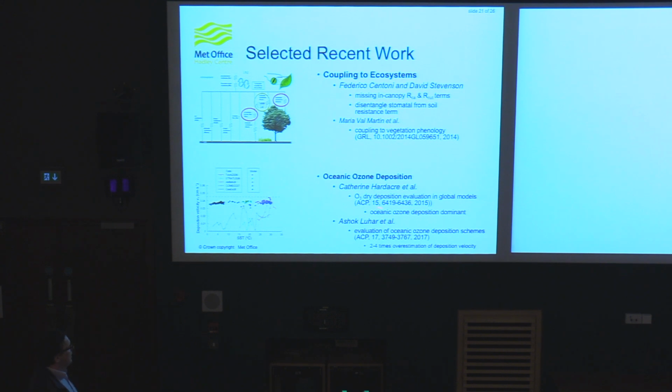But at the same time, a few years later, Ashok and co-workers from CSIRO in Australia have showed that we might actually overestimate the deposition over the oceans by quite a substantial amount. And they made measurements. So they measured the ozone deposition to the oceans directly, and they found that our parameterizations may be substantially overestimating that term. So that puts this finding of Catherine's in a bit of a perspective.